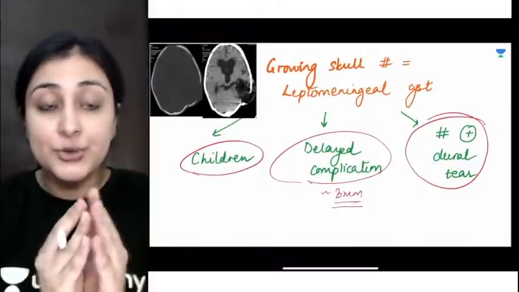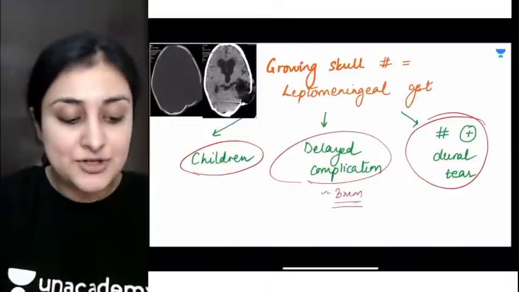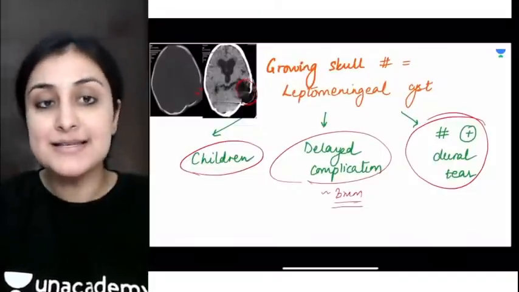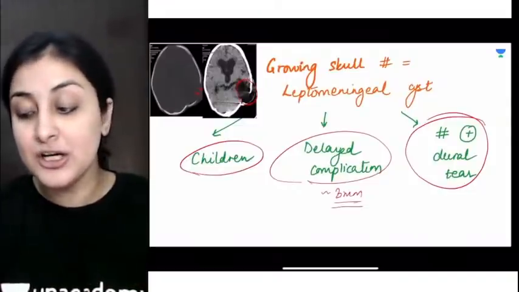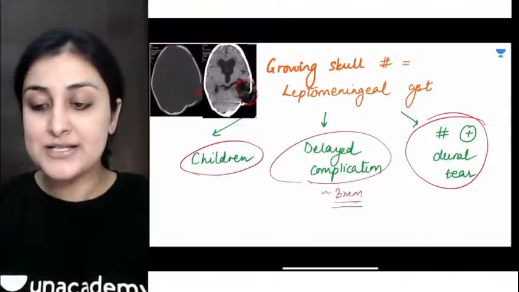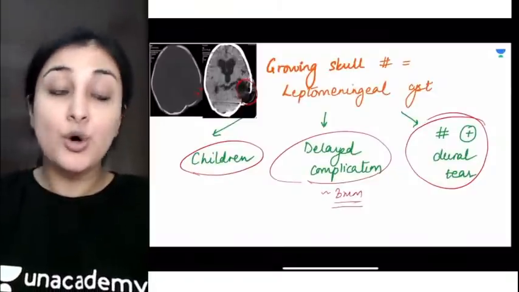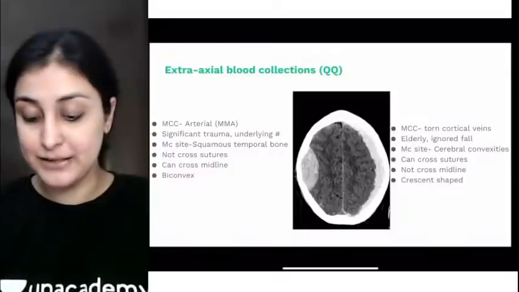Dural tear. So dural tear हुआ मतलब dura भी फटे, so साथ में the fluid, the CSF is also herniating as a cyst, and that is not letting the fracture heal. Okay, so this is growing skull fracture, this is leptomeningeal cyst. Is that making sense to all of you? So this is very very important.